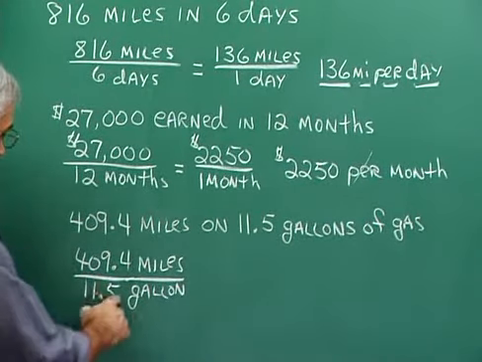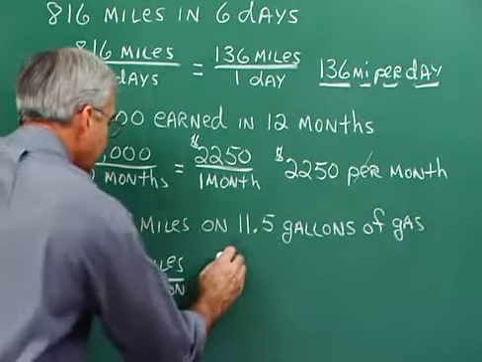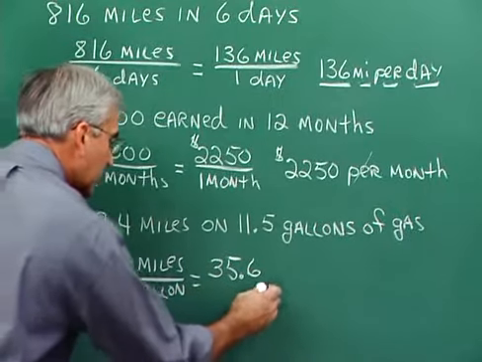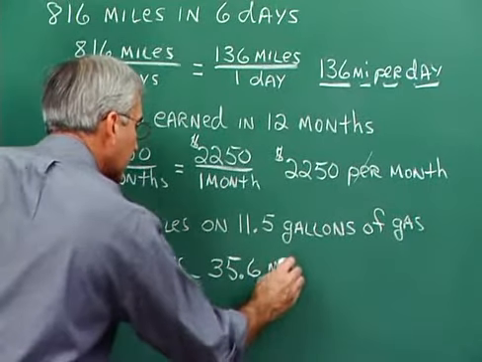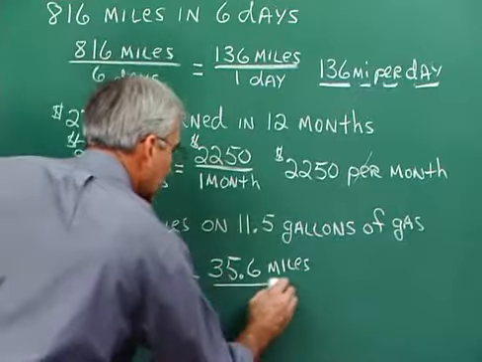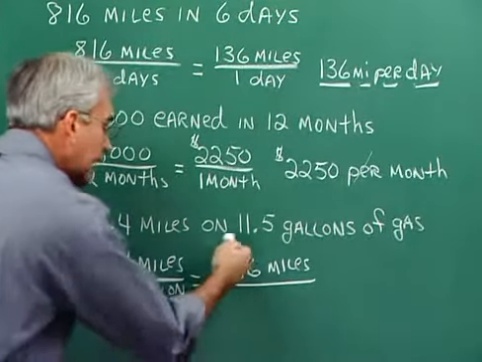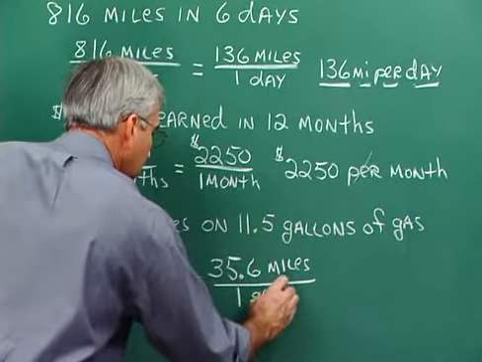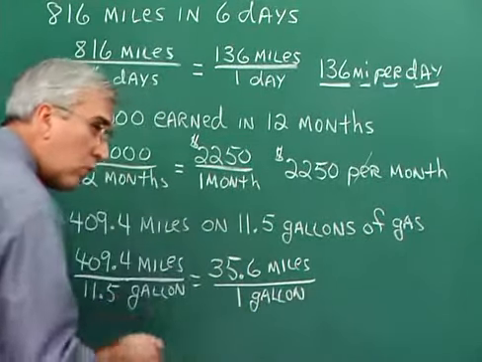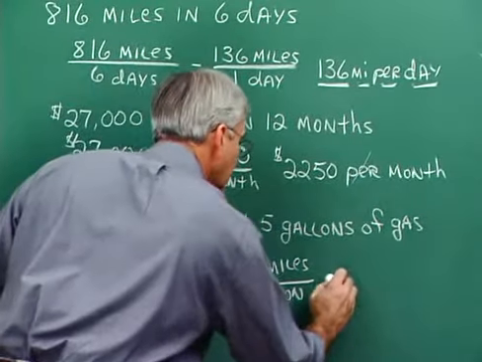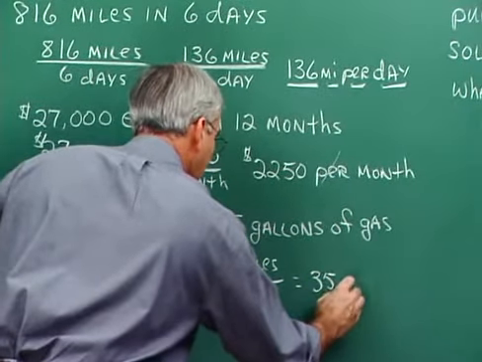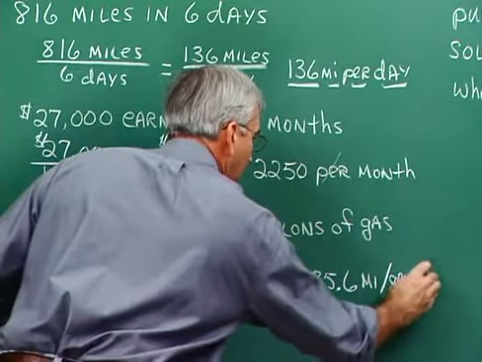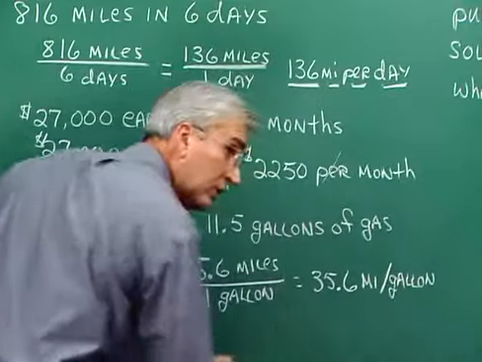Now, when we divide the numbers, it turns out to be 35 and 6/10. So it's 35 and 6/10 miles compared to, or in relationship to, 1 gallon. And we would write it more sensibly as a rate as 35.6 miles per gallon, like this. Or we could use the word per.